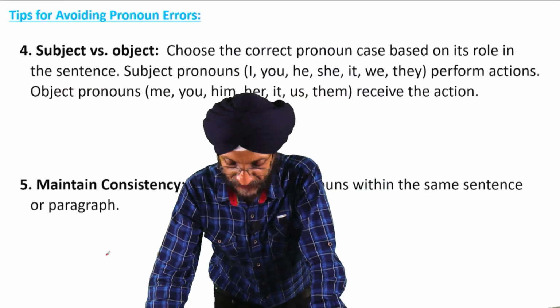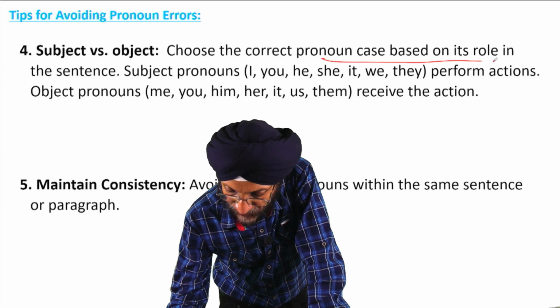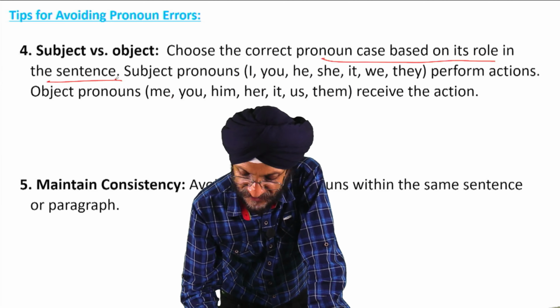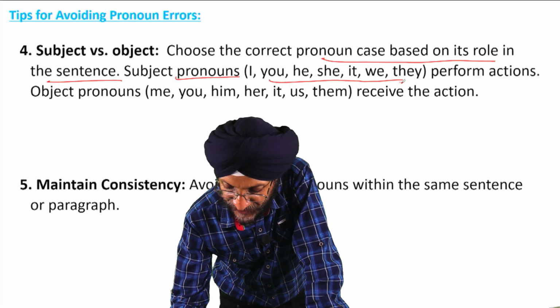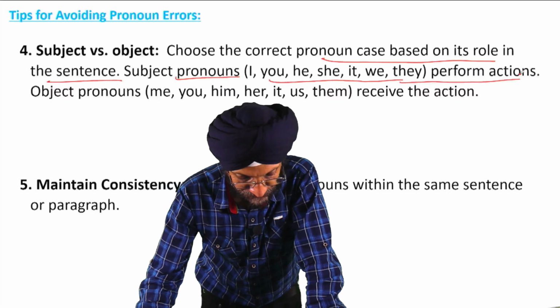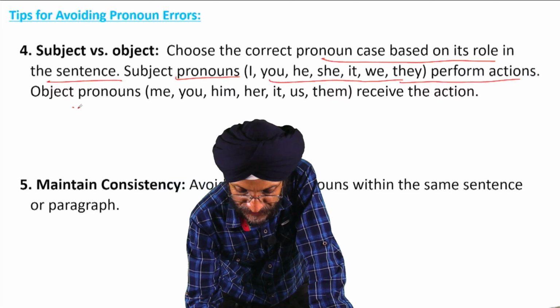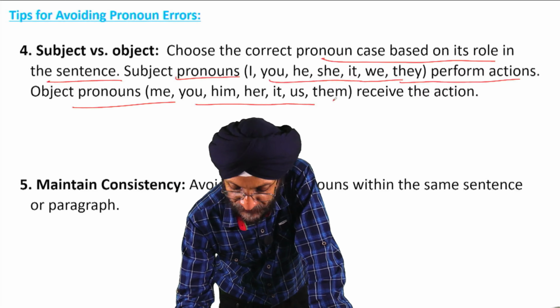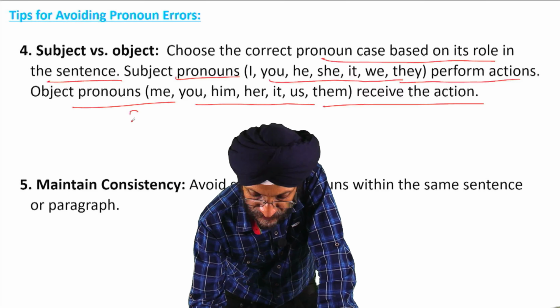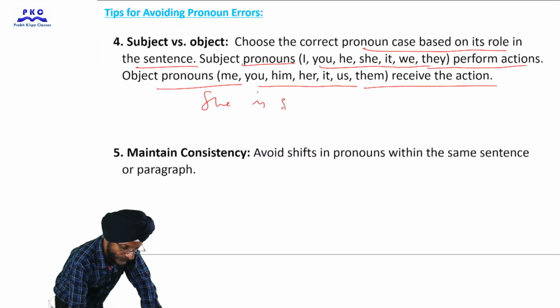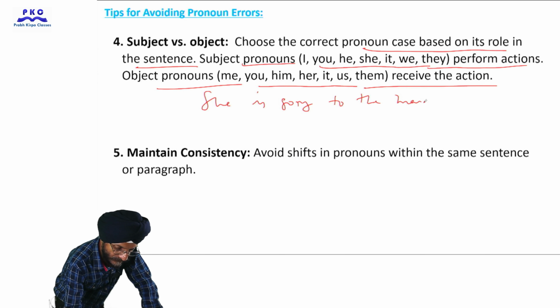Subject versus object. Choose the correct pronoun based on its role in the sentence. Subject pronouns I, you, he, she, it, we, they perform actions, and object pronouns me, you, him, her, it, us, them receive the action. For example, she is going to the market, or I wrote a letter.